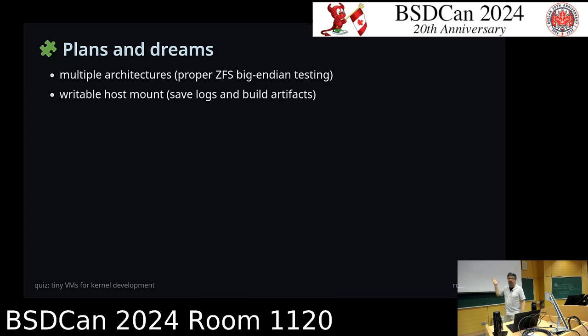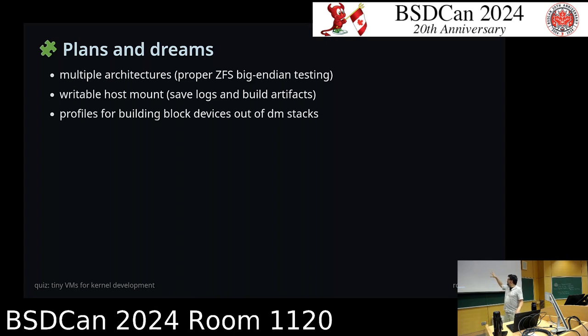I want to make a writable host mount, wouldn't be much hard to do, but then I can drop logs and test suite results directly in there and any artifacts from the internal run for analysis and that sort of thing. Like anything I haven't done yet, it hasn't quite been annoying enough mostly.